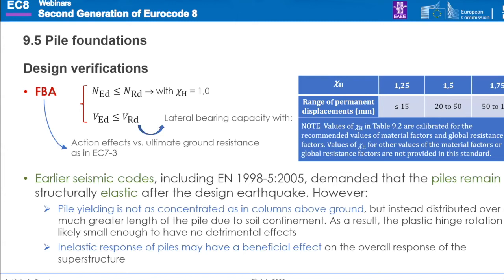In earlier seismic codes, including the current version of Eurocode 8 Part 5, it was demanded that the piles would remain elastic after the design earthquake. However, experimental evidence and other evidence has shown that pile yielding is not as concentrated as in, for instance, columns above ground, but instead it is distributed over a much greater length of the pile due to the soil confinement. And so the plastic hinge rotation is likely small enough to have no detrimental effects on the response of the pile. And additionally, the inelastic response of piles may have a beneficial effect on the overall response of the superstructure, and this is why now we allow for yielding piles.